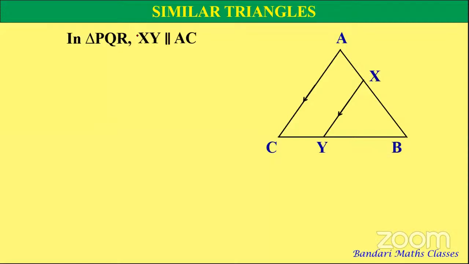Mr. Shiva. Sir. Tell me. BX by XA. Tell me clearly. BX by XA, very good. B by YC. Okay. BX by XA, B by YC.